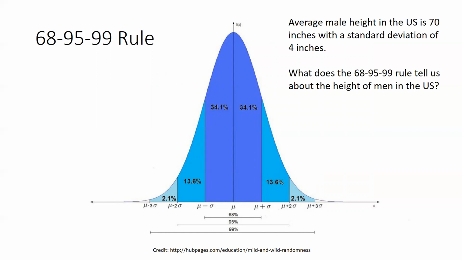So the average male height in the US is 70 inches with a standard deviation of 4 inches. What does the 68, 95, 99 rule tell us? Well, let's just stick to the 99 rule. If we go three standard deviations on either side of the mean, which in this case would be 12 inches, right? So the average height in the US is 70 inches, which is 5'10". If we go 1 foot on either side of that, 99% of all men are going to fall in that range. So that would be 4'10" to 6'10". So 99% of all men in the United States are between 4'10" and 6'10".